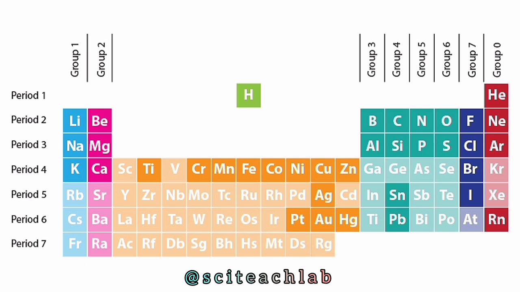Now, apart from the 8 main groups, there are the transition group of elements. Transition elements, they are metals, and they lie between group 2 and 3 of the periodic table.